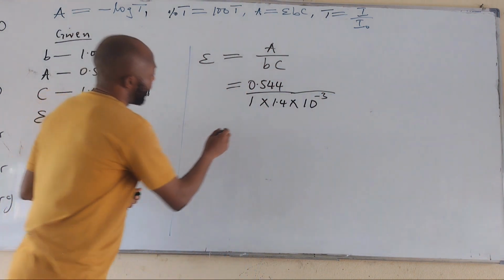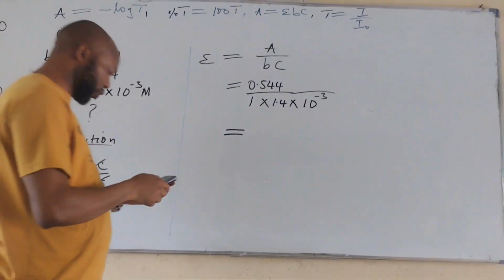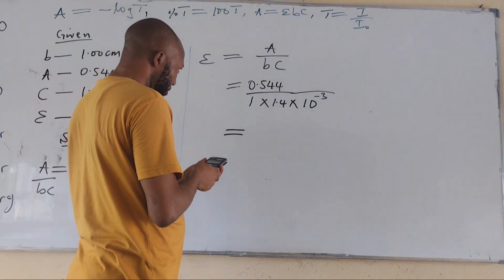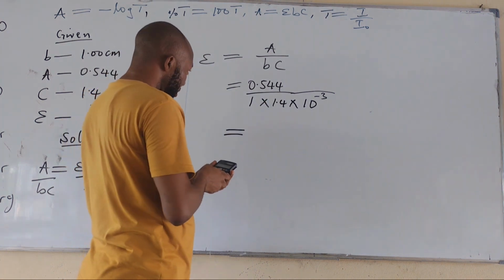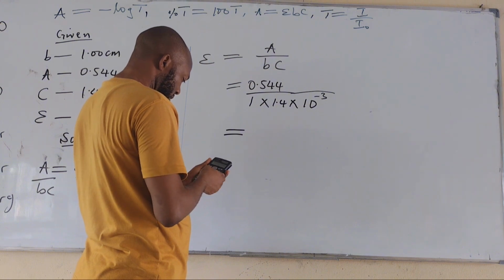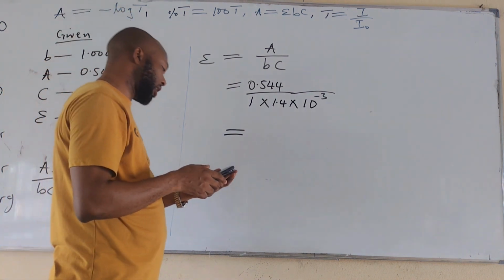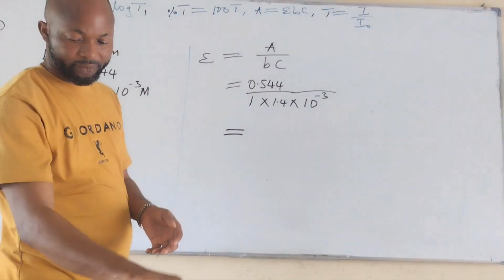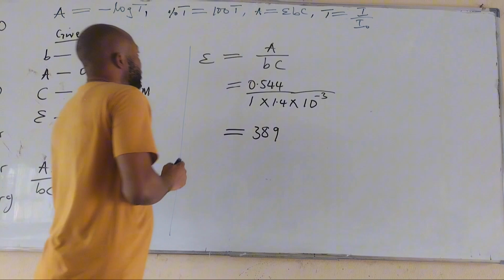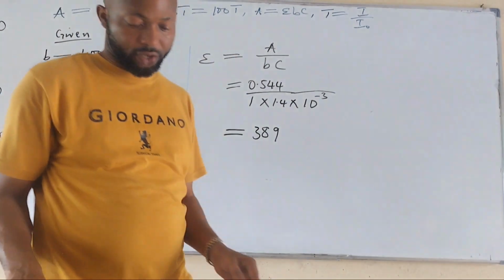So when we press the calculator, let's see what we're going to get. 0.544 divided by 1.4 times 10 raised to the power minus 3 is 388.5. To three significant figures, that is 389. So that becomes our molar absorptivity. Let's take another question, please.